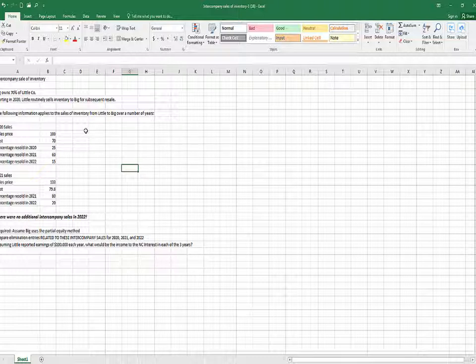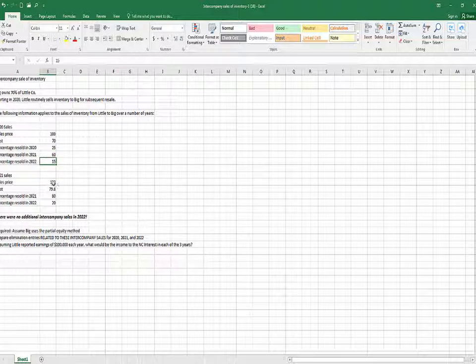Starting in 2020, Little routinely sells inventory to Big for subsequent resale. So we're going to have upstream sales of inventory. In 2020, we have merchandise sold for $100, cost $70. Of that merchandise, 25% resold in 2020, 60% resold in 2021, 15% resold in 2022.